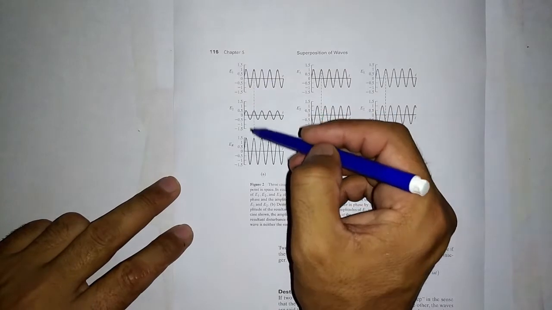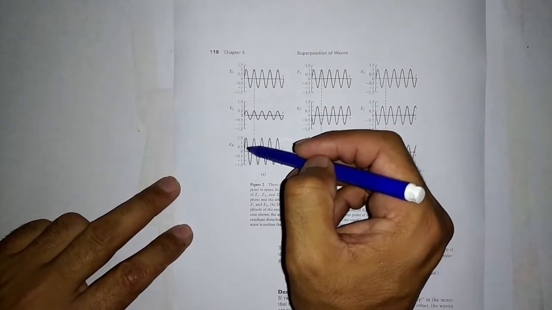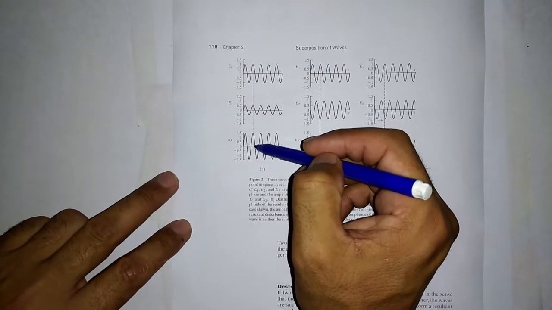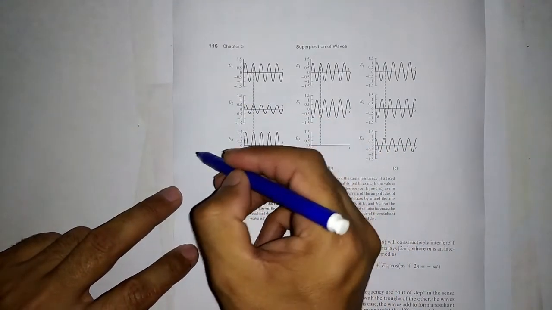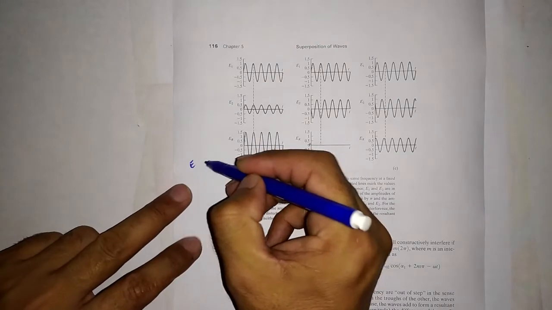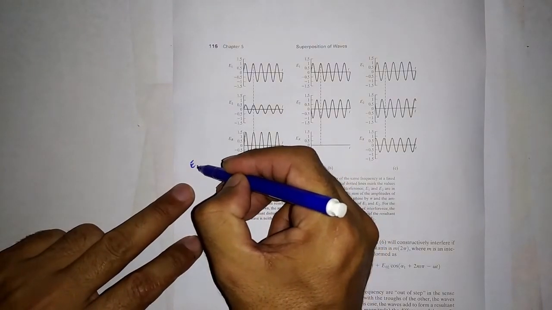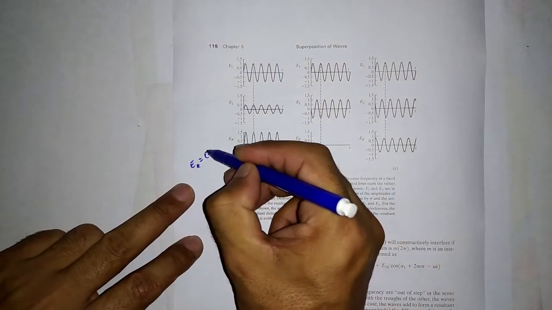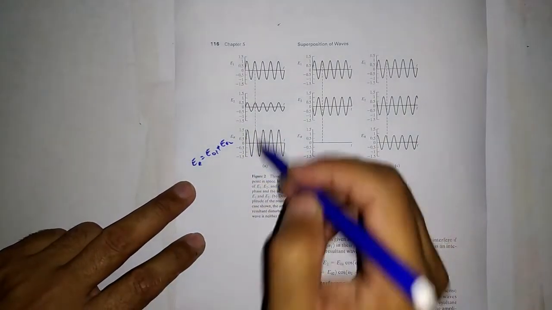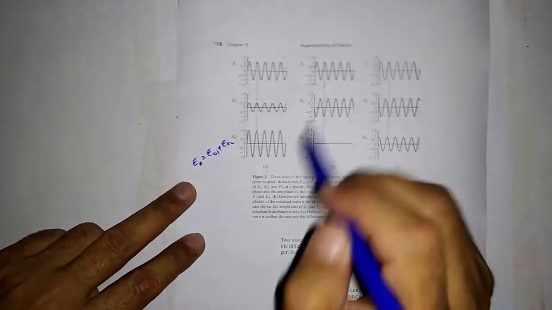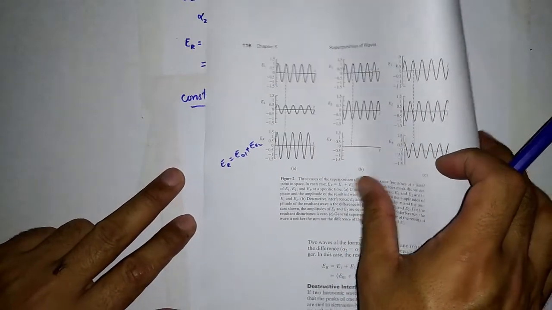So in this case their amplitudes are simply added. The amplitude of the resultant wave, ER, is equal to E01 plus E02. Their amplitudes are just added. Clear?